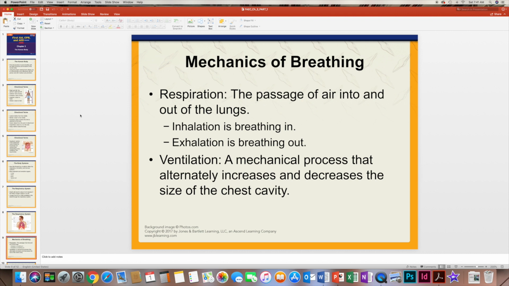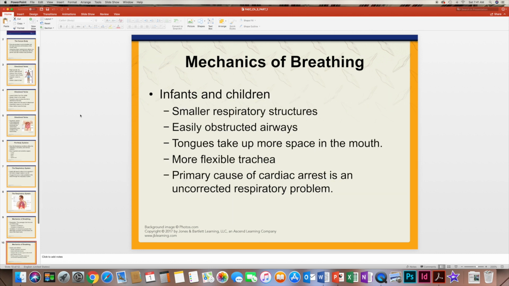Understanding the mechanics of breathing. Respiration and ventilation are two important concepts of breathing. So respiration is moving air in and out of the lungs. When we inhale, it's breathing in, and when we exhale, it's breathing out. Ventilation is a mechanical process that increases and decreases the size of the chest cavity. So when we inhale, we're expanding the chest, and when we exhale, we are deflating it.